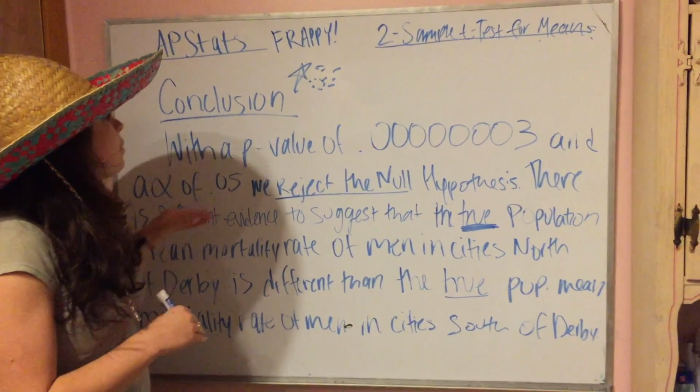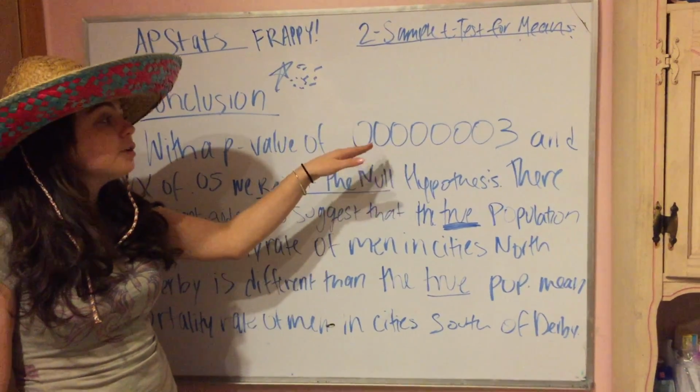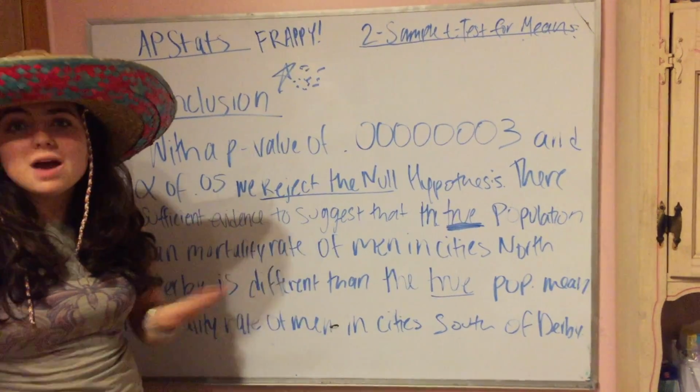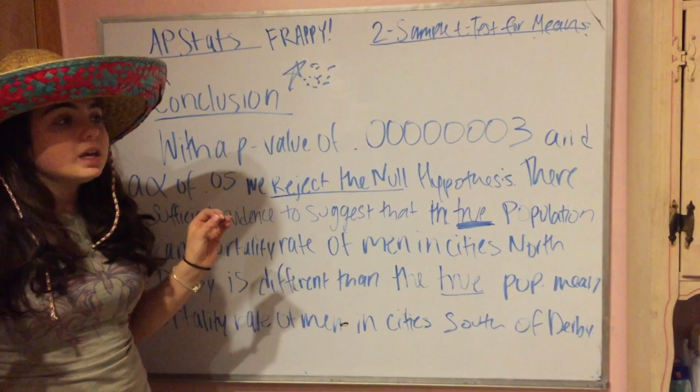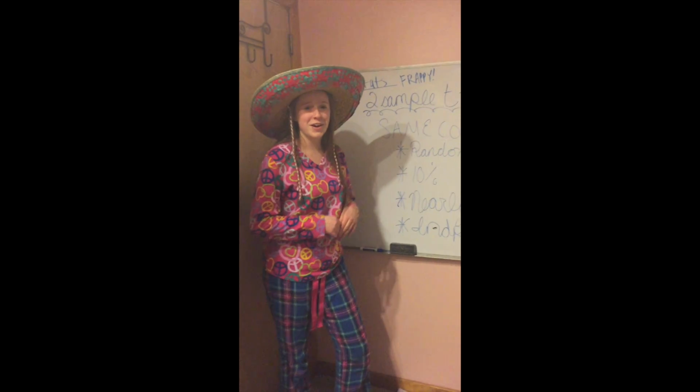You always start out with comparing your p-value to your alpha. If the p-value is smaller, you reject. If it is larger, then you fail to reject. You never accept the null hypothesis. Now, since you just did a two-sample t-test, we are going to do a two-sample for means confidence interval.